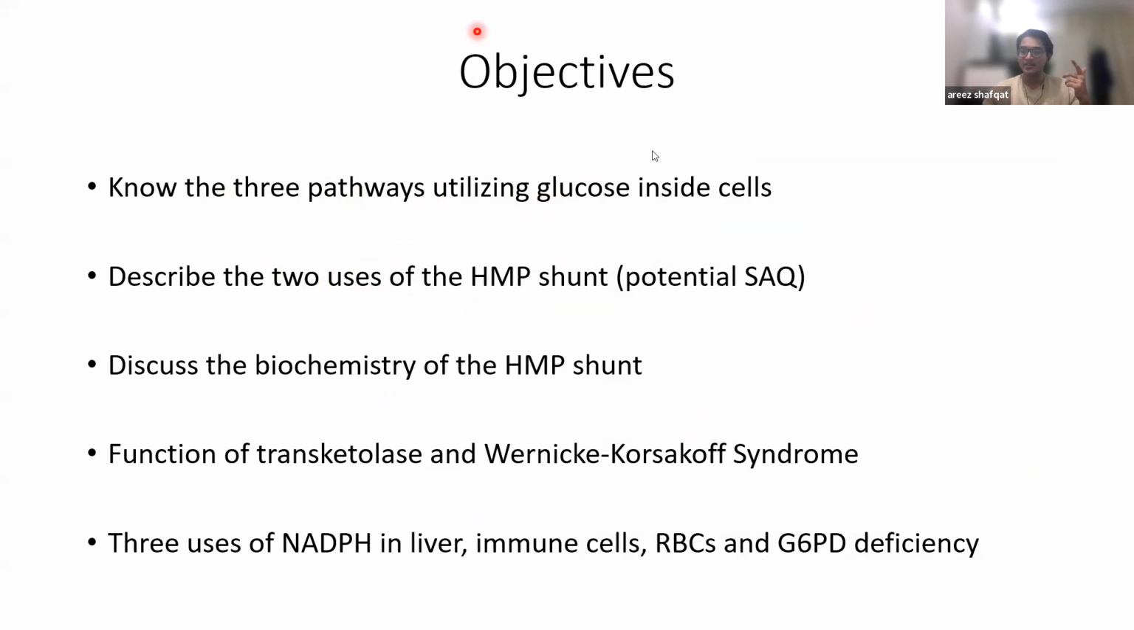Number one was generation of something called NADPH. The second one was generation of ribose 5-phosphate, which is used to make nucleotides. Then I discussed the biochemistry of the HMP shunt with you. I told you that there's one step you should know, and that's glucose 6-phosphate to 6-phosphogluconate by the enzyme G6PD, and this produces NADPH. Then we covered the function of transketolase to mediate those series of reactions.